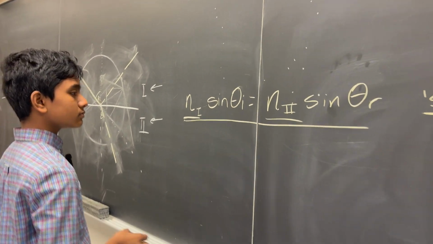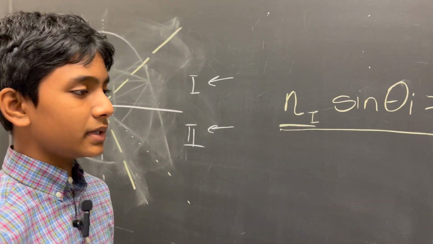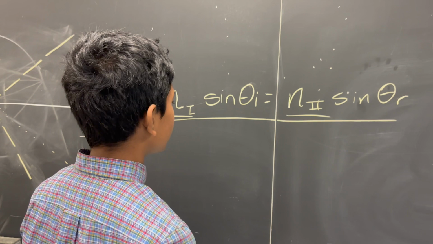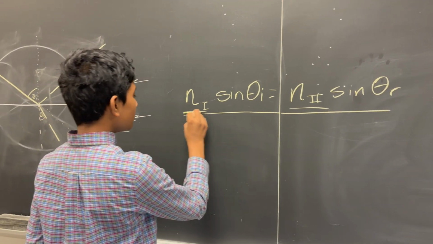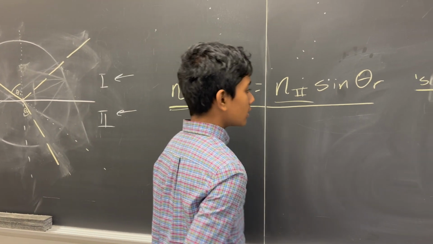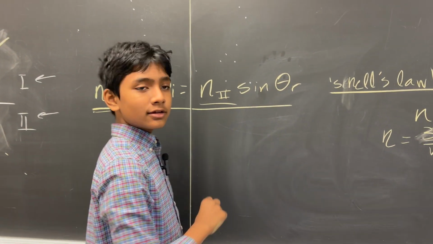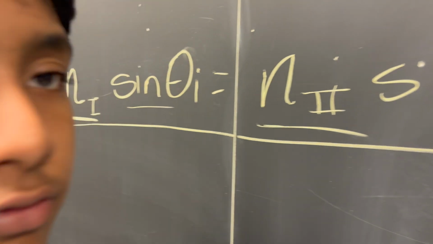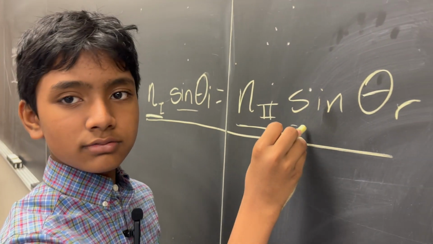3 times 10 to the 8 meters per second, by the way, if you're curious. So, then we've got the friendliness of medium 1 times sine theta 1, sine theta I, is equal to the friendliness of medium 2 times sine theta r.